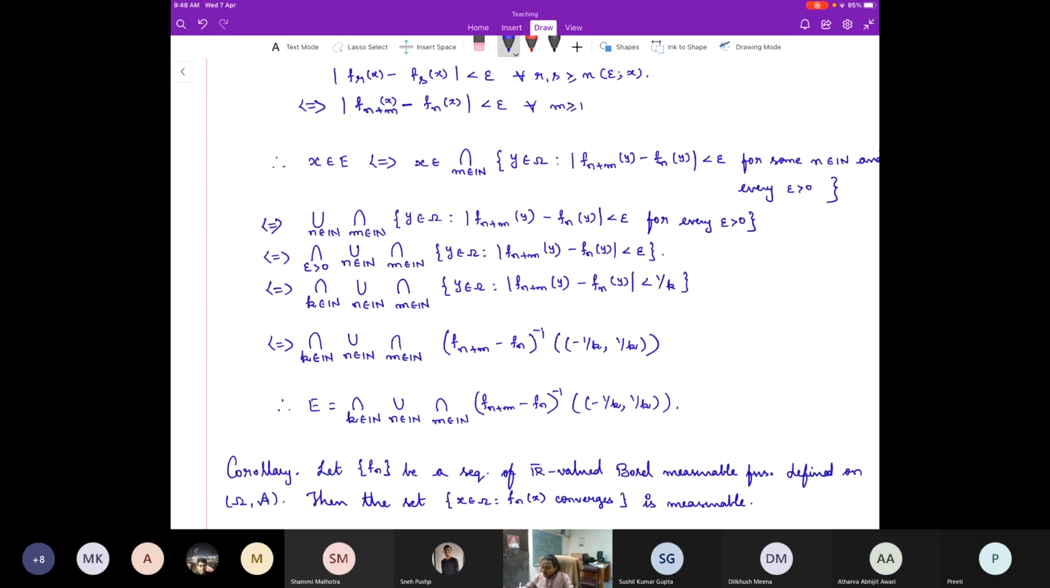But what is this one? All those y in omega such that mod f(n+m) minus fn is less than 1 by k. This is the pullback, the inverse image under f(n+m) minus fn of the interval minus 1 by k to 1 by k. Right? Is this clear? Atharva?